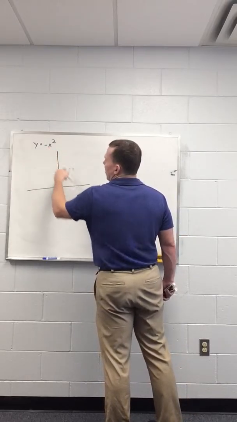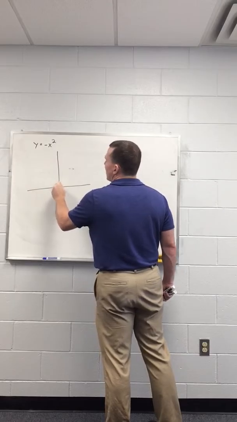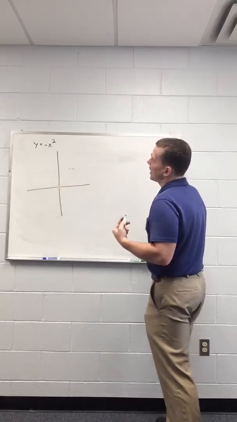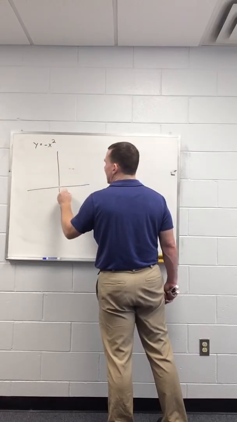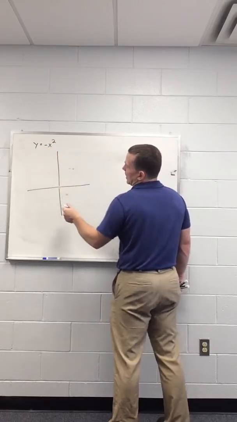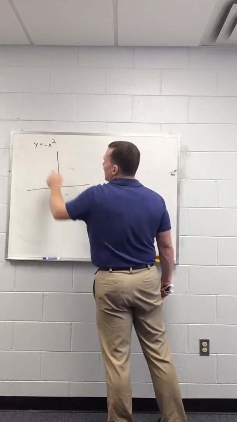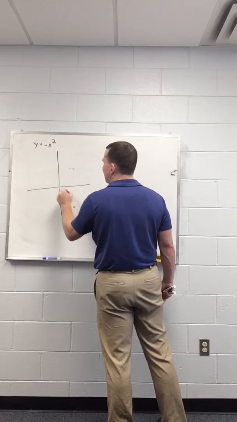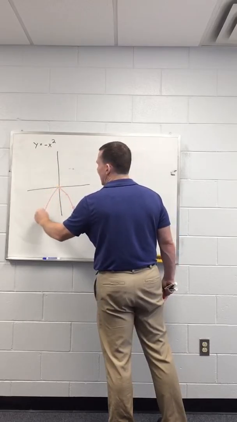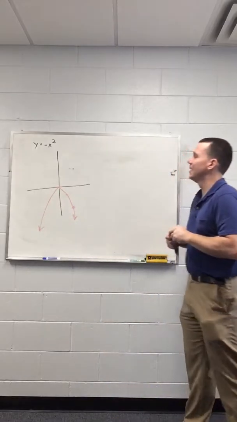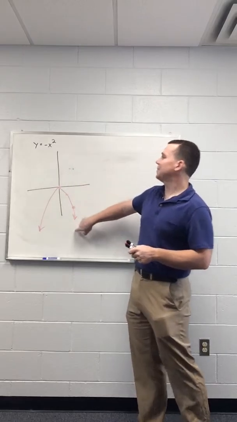If I plug in 0, I get 0 squared, which is 0, and then make it negative, which is still 0. If I plug in 1, I get 1 squared, which is 1, and then I make it negative, so it's down here. If I plug in 2, I get 2 squared, which is 4, then I make it negative, so I get negative 4, which is down here. We know this is symmetric, so then it will be down here. And essentially, what did I do to my original graph? I flipped it here.